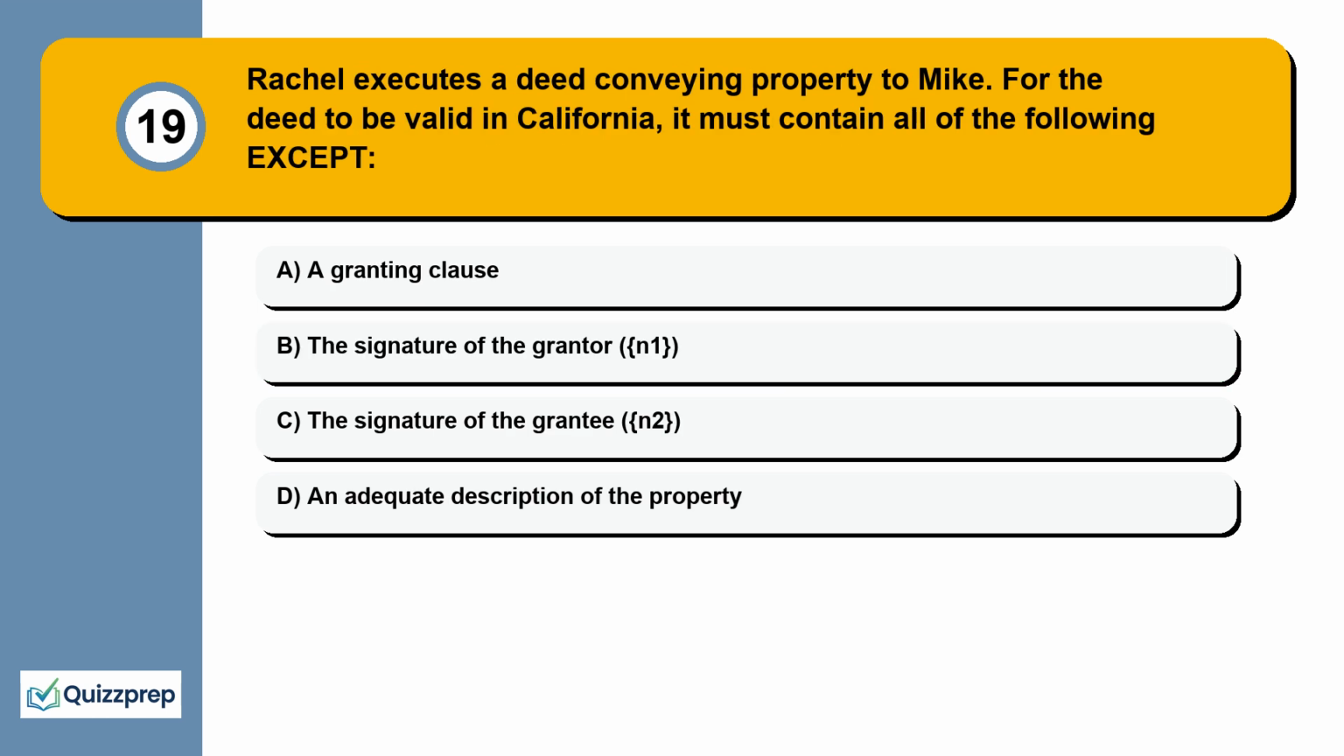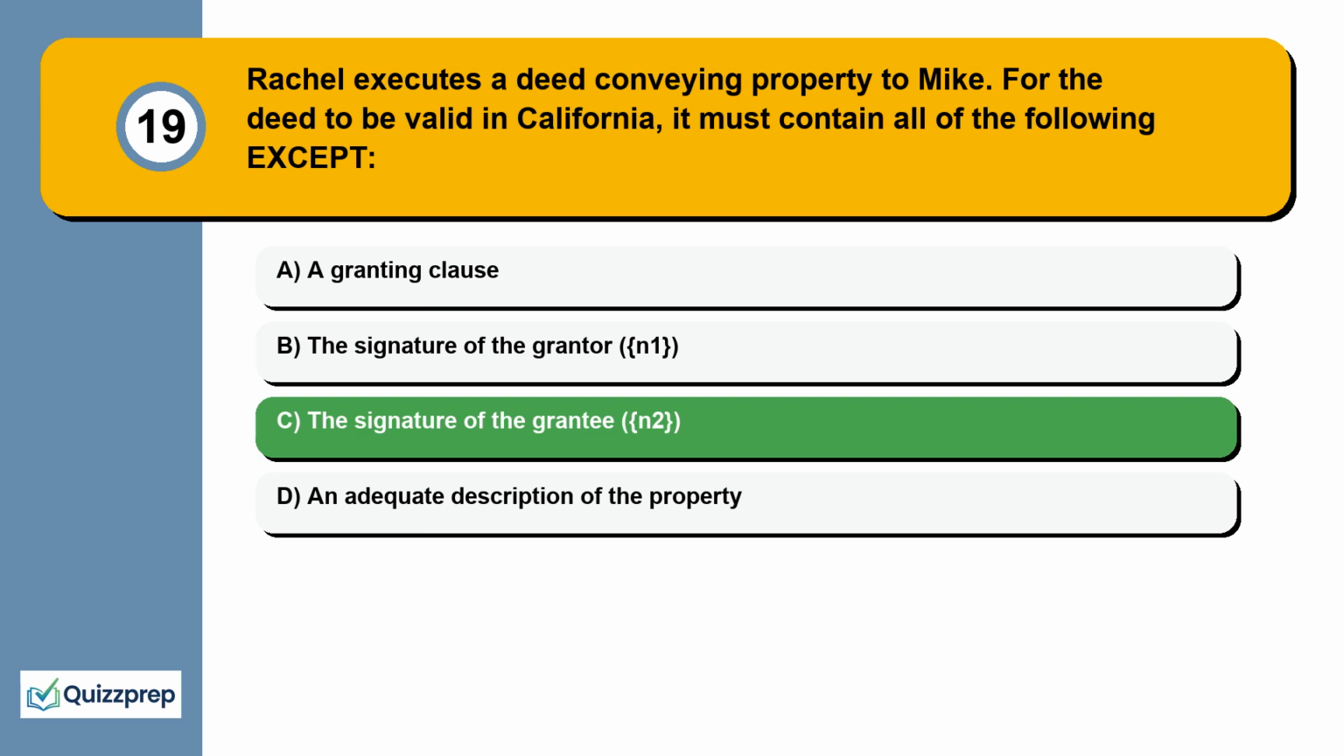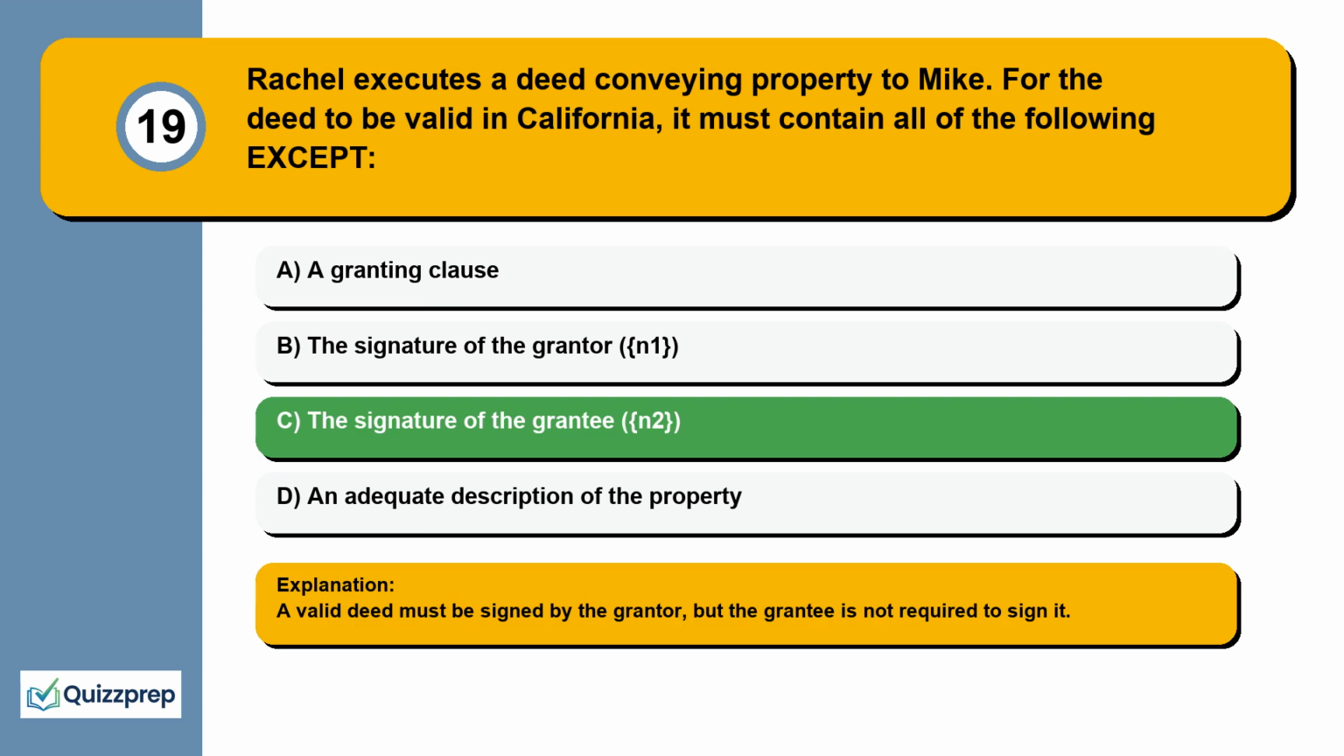Question 19. Rachel executes a deed conveying property to Mike. For the deed to be valid in California, it must contain all of the following except a granting clause, the signature of the grantor, the signature of the grantee, an adequate description of the property. A valid deed must be signed by the grantor, but the grantee is not required to sign it.